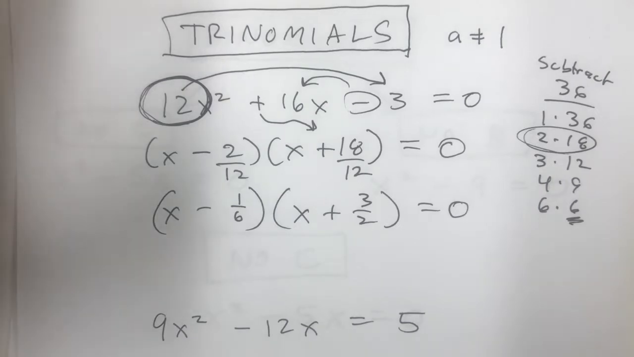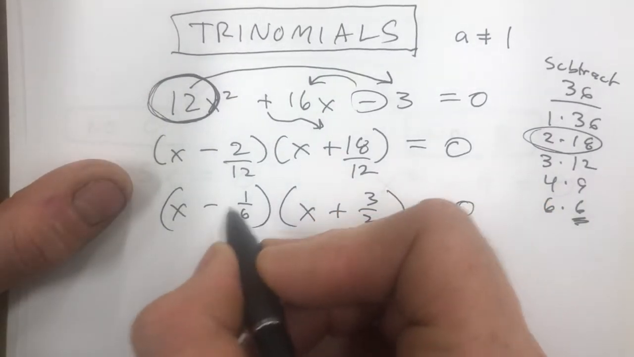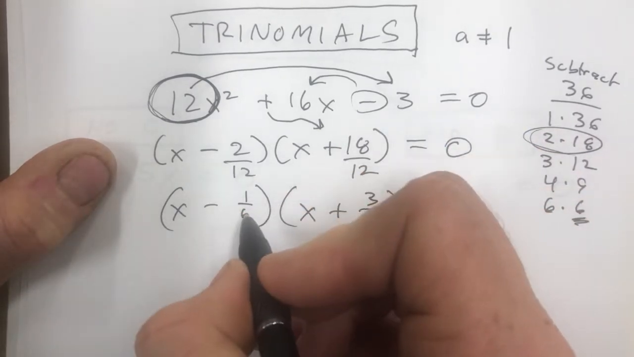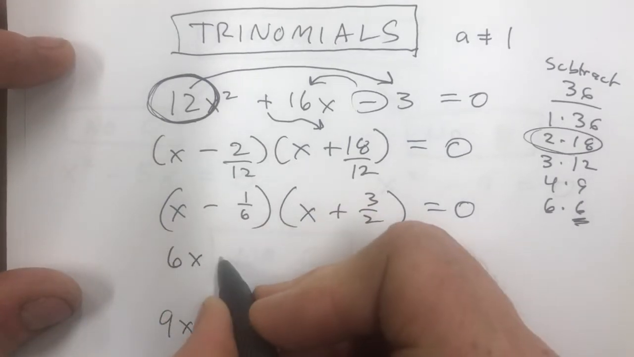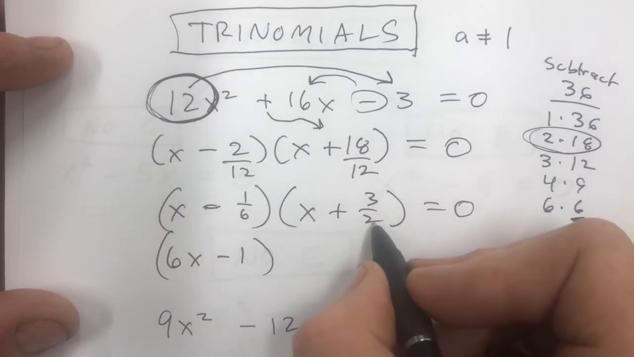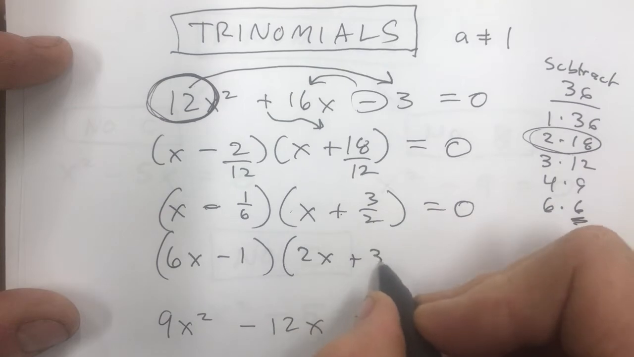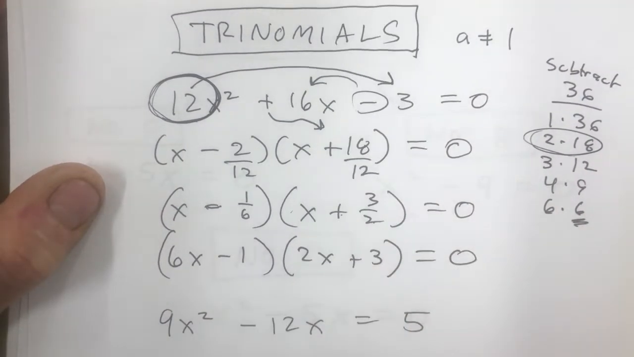Okay, now here's where, usually on factoring, we would take this 6, because we can't have fractions in factors, and put it over in front of the x. Which gives us 6x minus, and then the top number 1. And then this 2 would go in front of that x, which gives me 2x, and then plus, and then top number 3. And so that gives me these factors here, and it still equals 0.